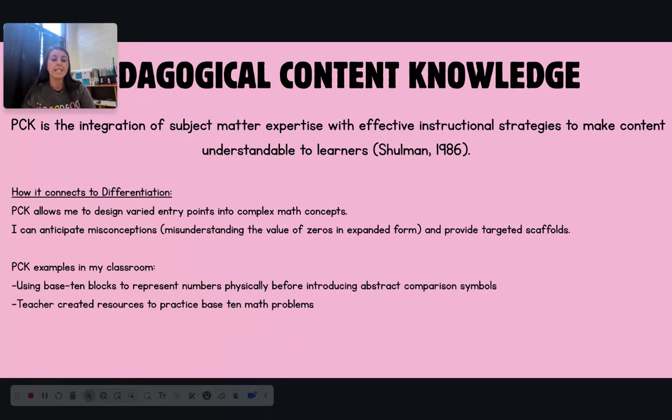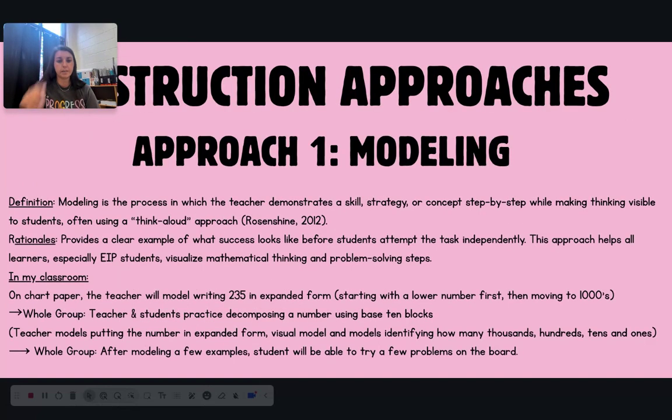Some PCK examples in my classroom is using base 10 blocks to represent numbers physically before introducing abstract comparison symbols, so that the students are able to get tangible items in their hands before they are using these greater than, less than, equal to symbols at the end of the unit. Teacher created resources to practice base 10 math problems.